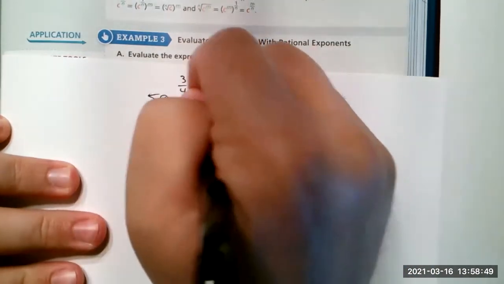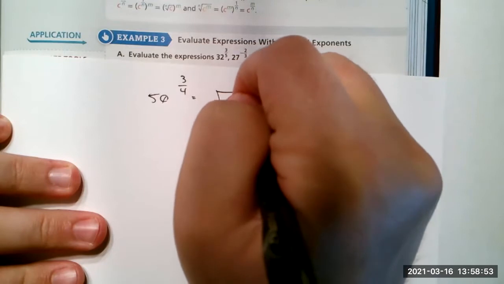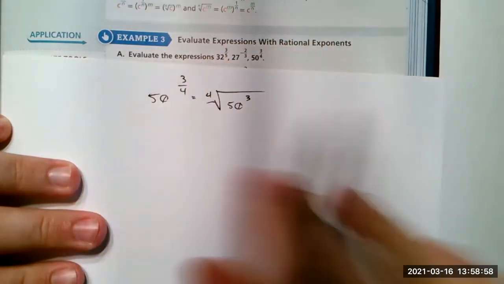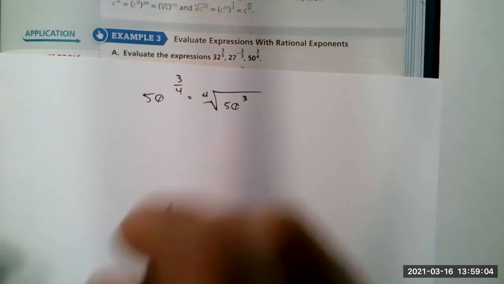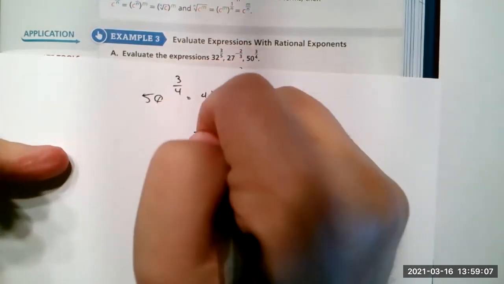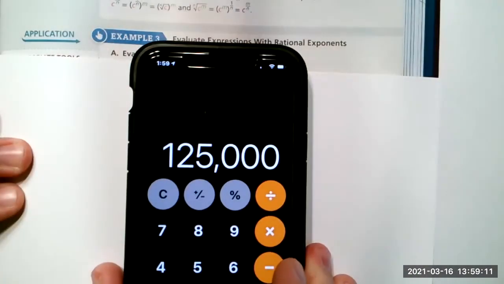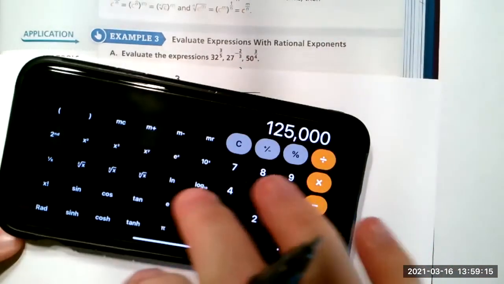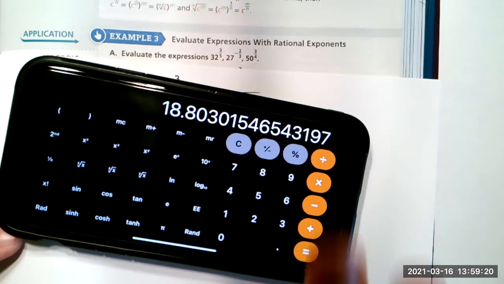That's the same thing as, the top number is my exponent, and then that bottom number is my index. So 50 cubed, 50 times 50 times 50, is 125,000. Now I will take the 4th root of that. So the 4th root, 18.803.